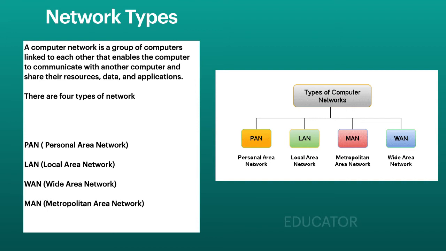But here we have a computer network system, that means how we can manage this architecture. We have multiple kinds of networks: PAN, LAN, MAN and WAN. PAN is your personal area network, LAN is your local area network, MAN is your metropolitan area network, and WAN is your wide area network. Now we shall discuss them one by one on the next slides.